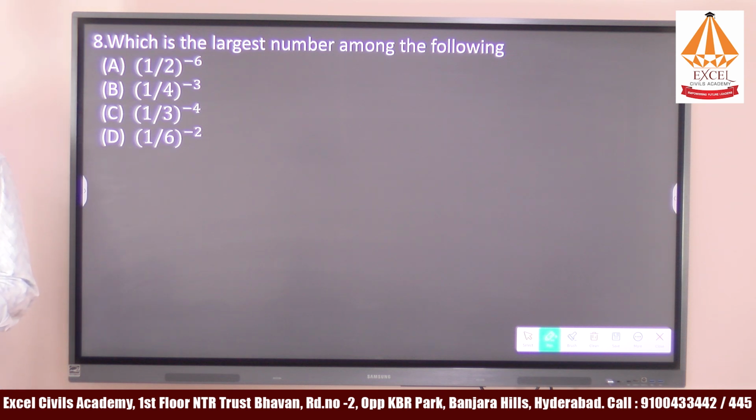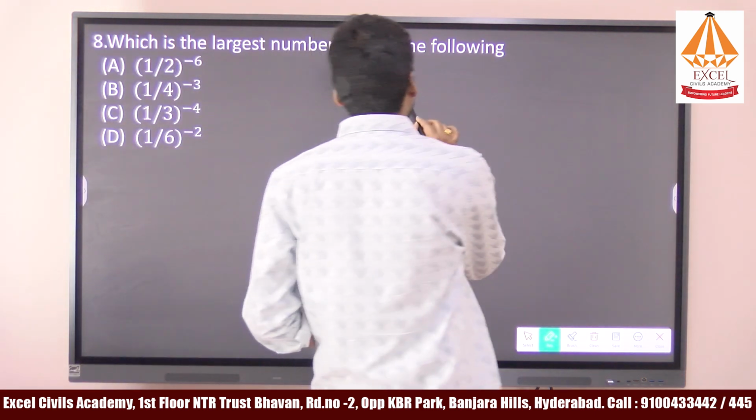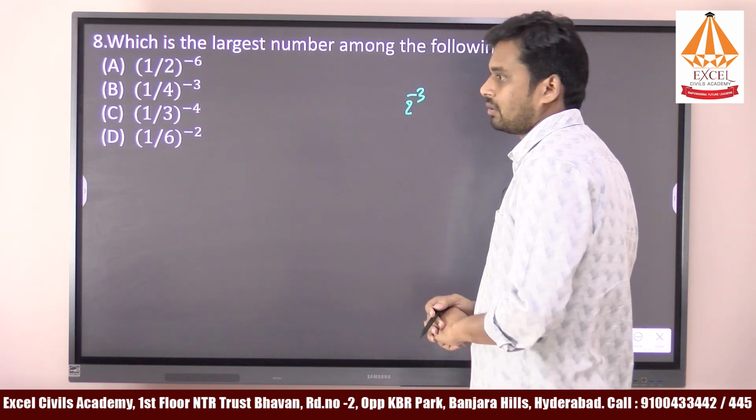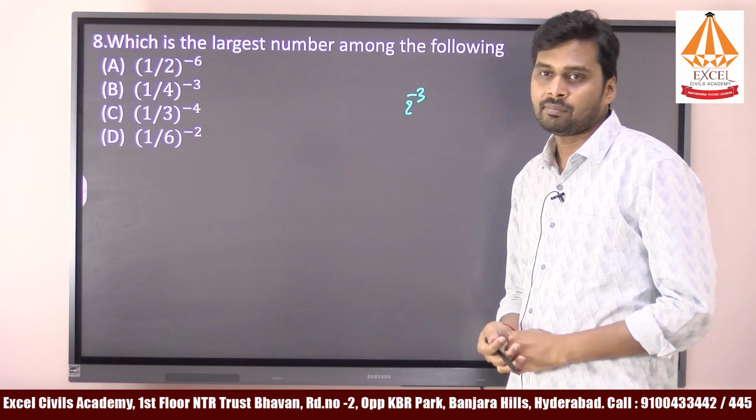Which is the largest number among the following? How do we solve it? Tell me. Option A. How? Power minus. Even for the remaining options also we have the power minus. Suppose 2 power minus 3 is given. How do we write that 2 power minus 3 value?